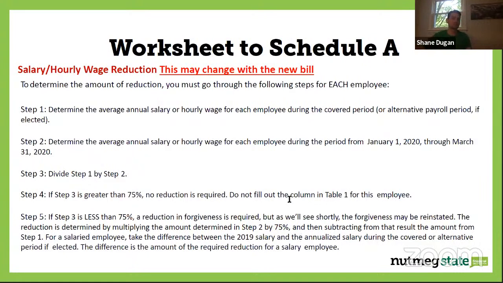So that's essentially the process of determining whether or not your salary is reduced because of reducing somebody's wages. Again, that is the right-hand column on table 1. So this only qualifies for those people who earn less than $100,000.